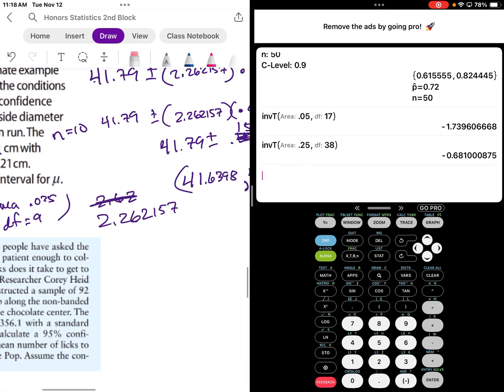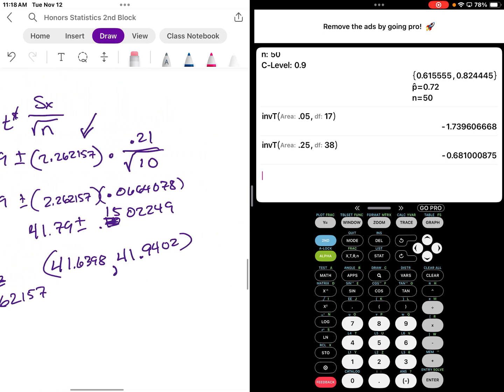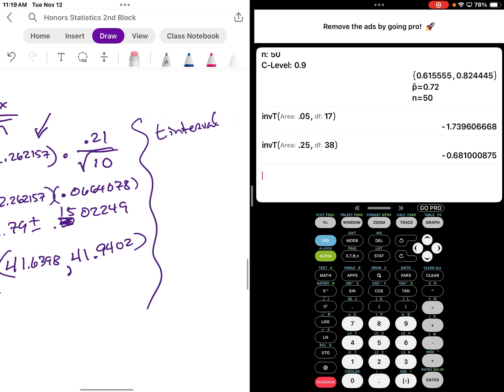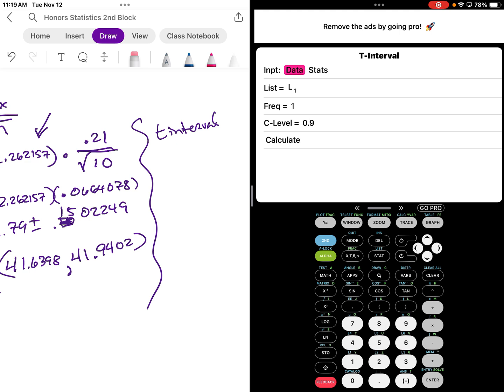I showed you how to do it faster doing the one prop Z interval. What we're going to do here is just a T interval. That's the feature in the calculator we're going to use here. So I'm going to hit stats, go over to test. It's option number 8, a T interval. Now, it has two options here. It has data and it has statistics.